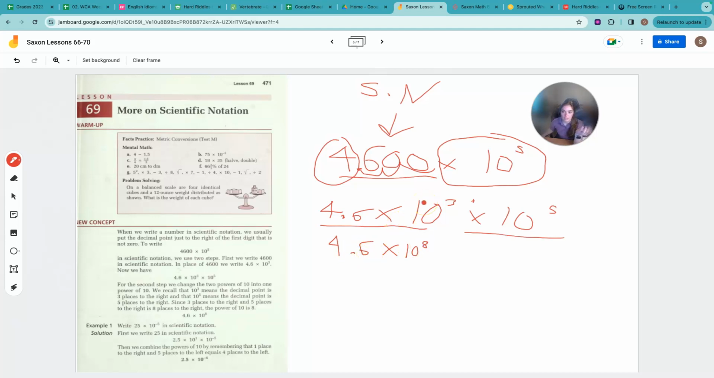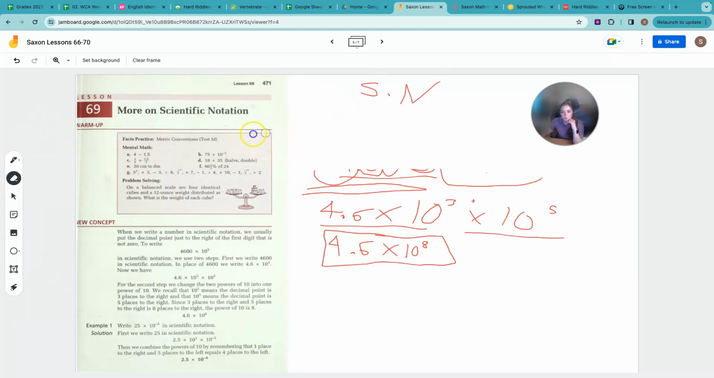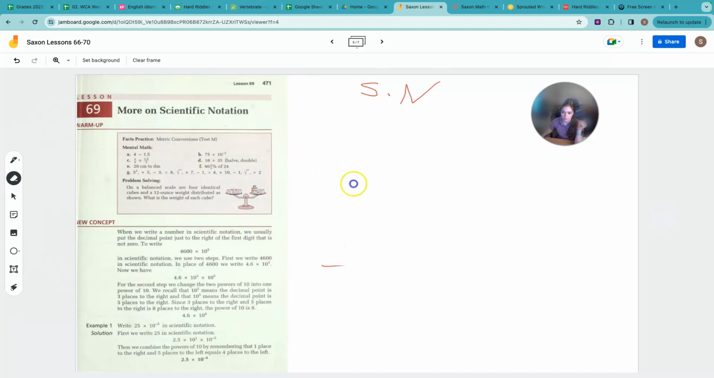So that's the 2-step way that you solve problems that look like this, where it has a number that hasn't been put into scientific notation times an exponent. You first write that number in scientific notation, and then add the exponents together to get what your final exponent will be. So let's try another one, this time with a negative power. All right, so 25 times 10 to the negative 5th.